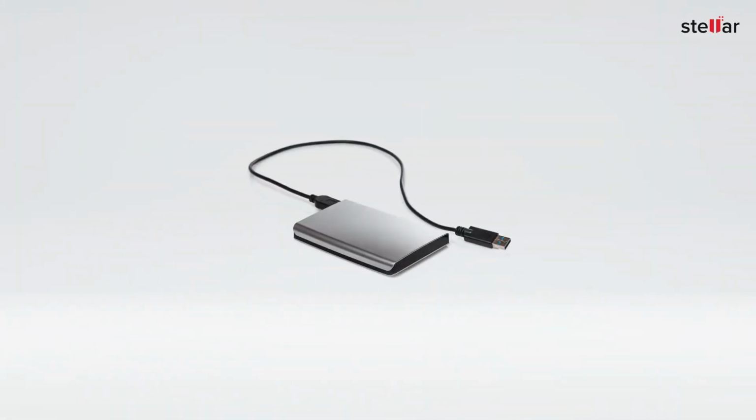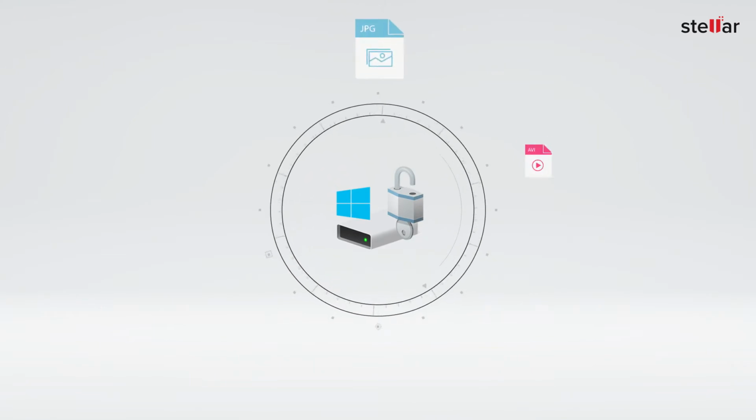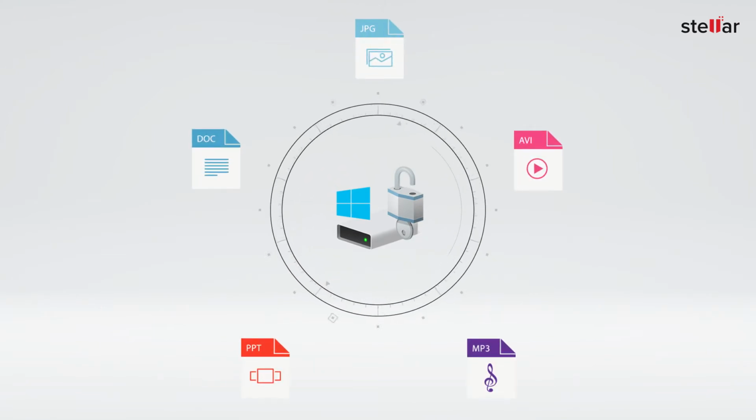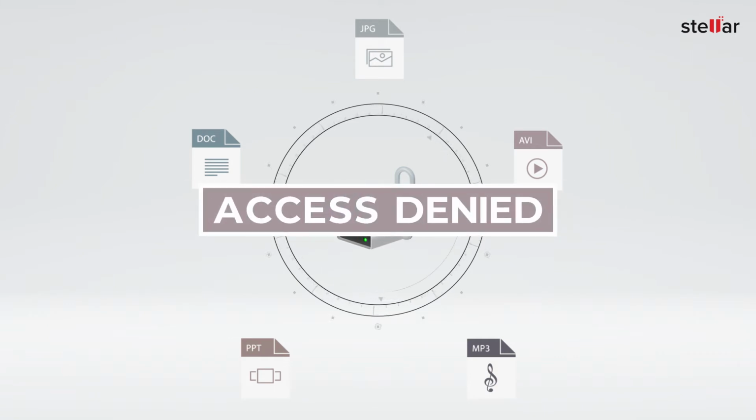You might have encrypted your hard drive with Windows' built-in BitLocker utility to keep your photos, videos, audios, files, and documents safe from unauthorized access. But what if you accidentally delete your crucial data stored in a BitLocker password-protected or encrypted hard drive? You may lose access to your data in worst-case scenarios.